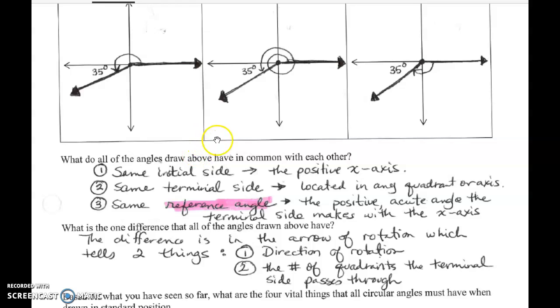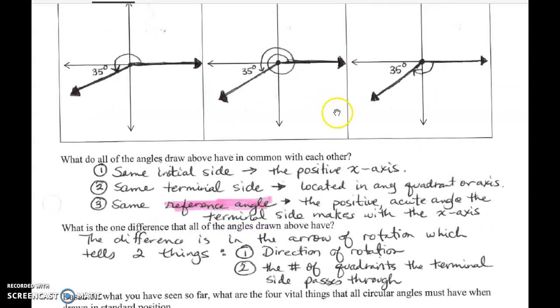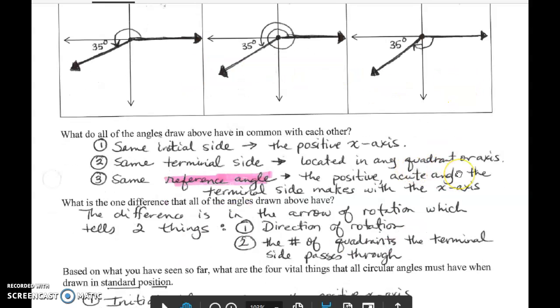By the way, we call these three angles that end in the same place coterminal. Coterminal. The prefix co literally means the same in this instance. Not complementary. It means co, means the same ending place. And then the main difference between these three is the direction. Okay, positive angles go counterclockwise. Negative angles go clockwise.